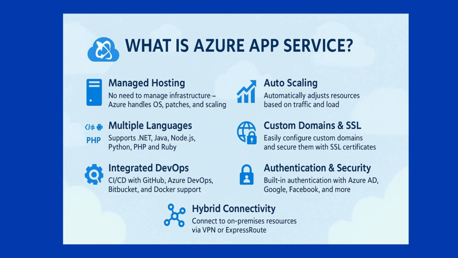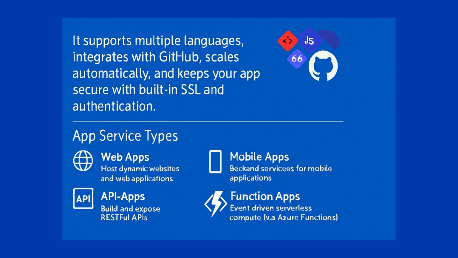Continuous integration and deployment, the CI/CD pipelines, streamline updates, so there is no need to manage infrastructure as it is a platform as a service. Azure handles the operating system, patches and scaling. You can connect to on-premise resources via VPN or ExpressRoute. It's integrated with Azure Monitor and Application Insights. It supports multiple languages, integrates with GitHub, scales automatically, and keeps your app secure with built-in SSL and authentication.